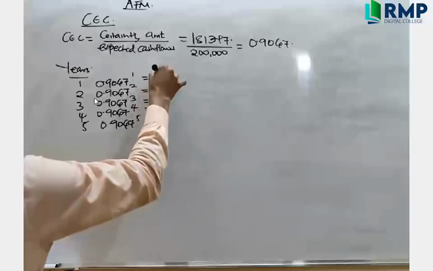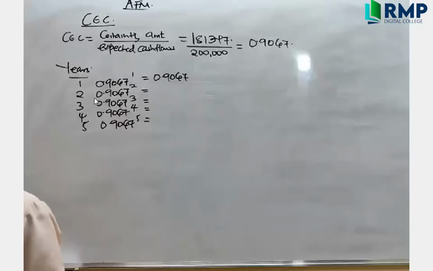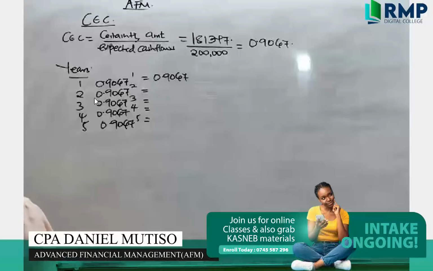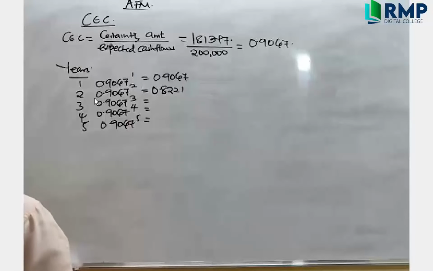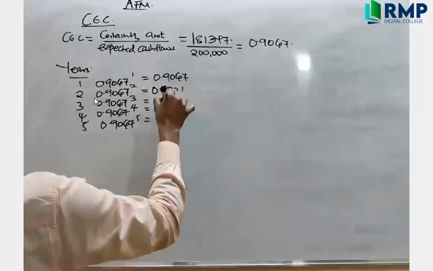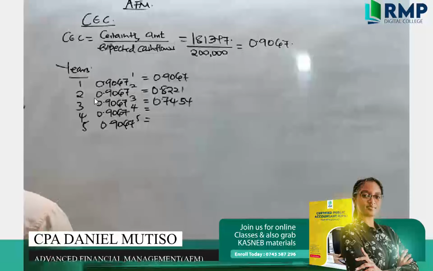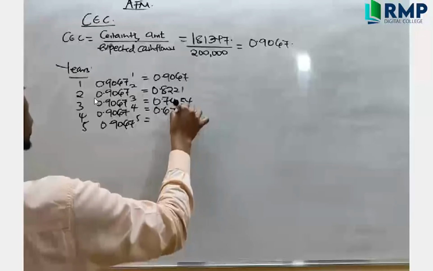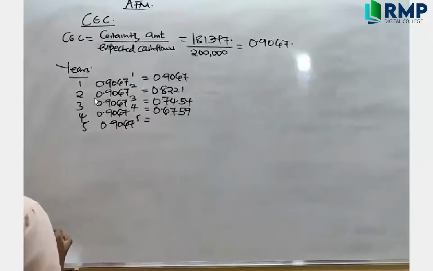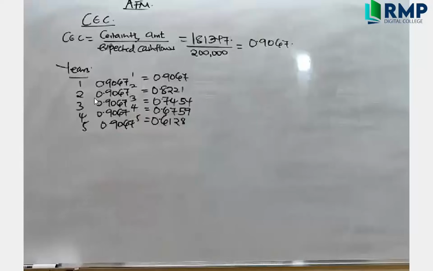Now, the first one would be 0.9067. 0.9067 raised to 2, we are getting 0.8221. We go to year 3, we get 0.7454. Year 4 now, we get 0.6759. Let me go to the last one, number 5, we get 0.6128. Once you finish doing that, take your cash flows now.